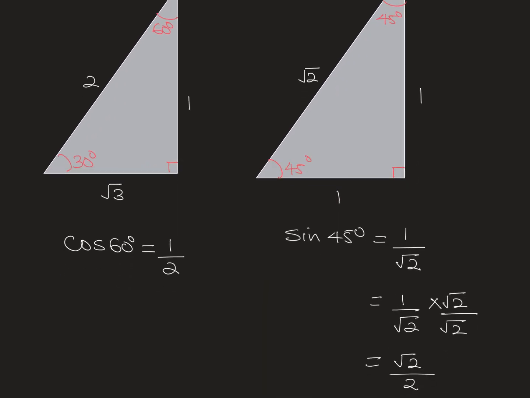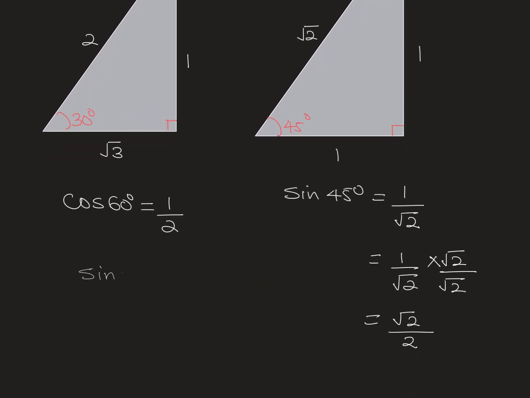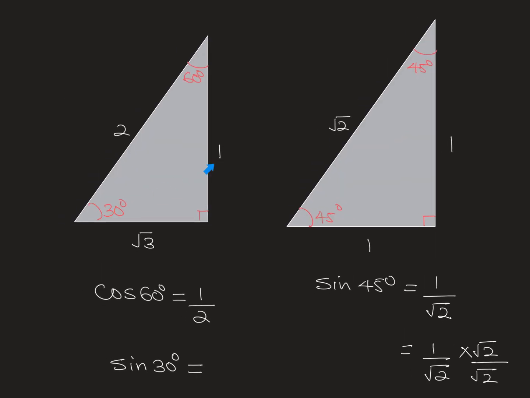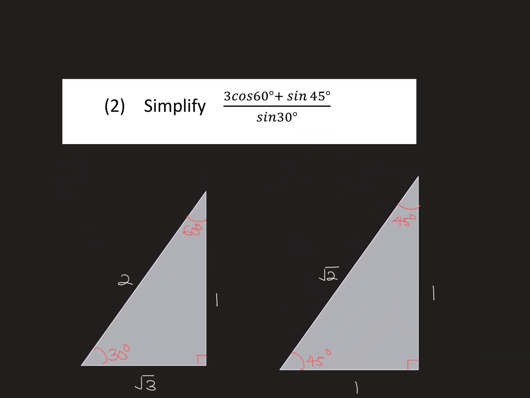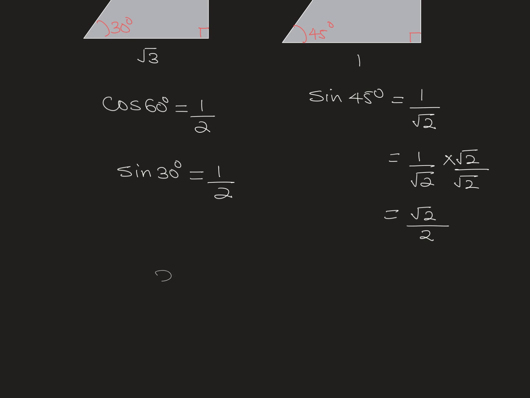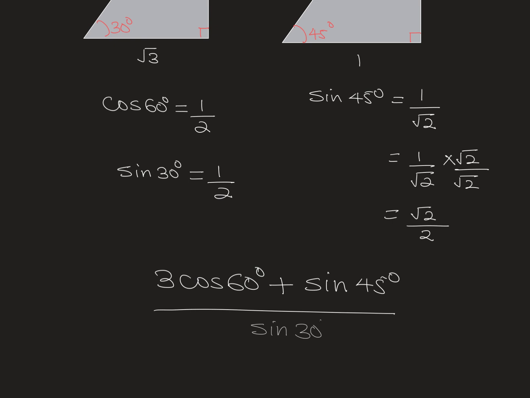And we need to know sine 30. Sine 30 degrees is equal to the opposite divided by the hypotenuse. So that is 1 over 2. Okay? Now we can move on to simplify. It says 3 cos 60 degrees plus sine 45 degrees divided by sine 30 degrees.